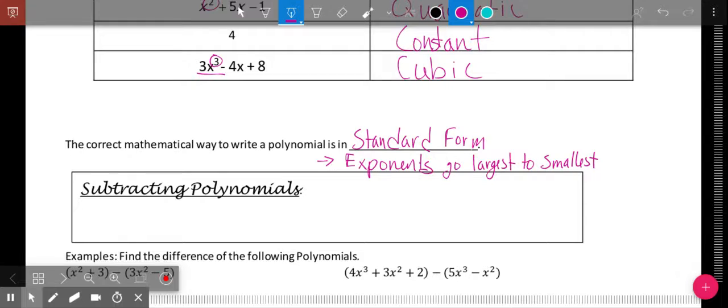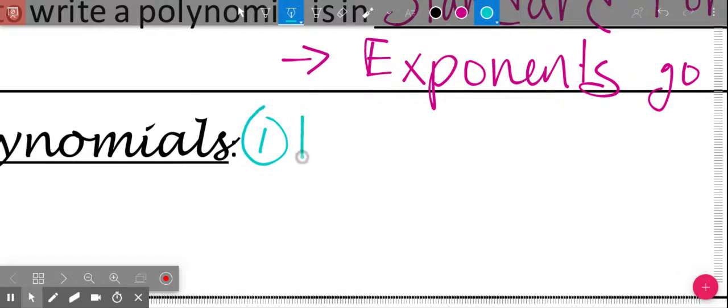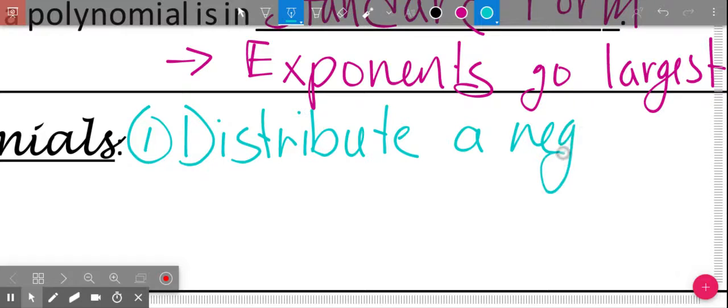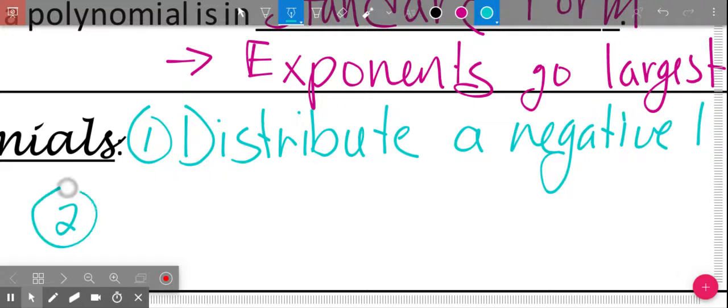All right, so yesterday we talked about adding polynomials. Today we're going to talk about subtracting polynomials. Subtracting polynomials are very, very similar. They just have one little extra step that you have to do first. So I'm going to give you these 2 steps, and then I'm going to show you what they mean. So the first step is to distribute a negative 1. I'm going to show you what that means here in a second. And then step number 2 is then to combine like terms. So after we distribute, it turns into one of our problems from yesterday.